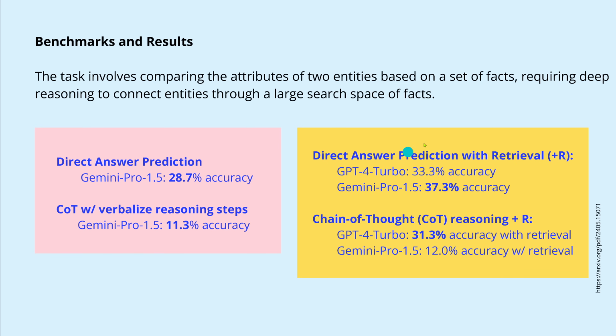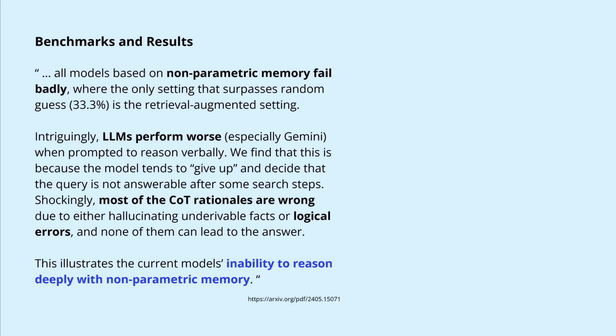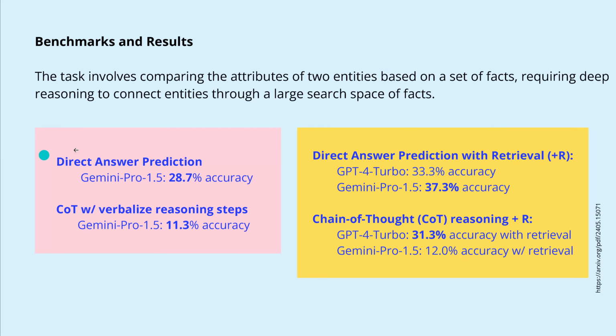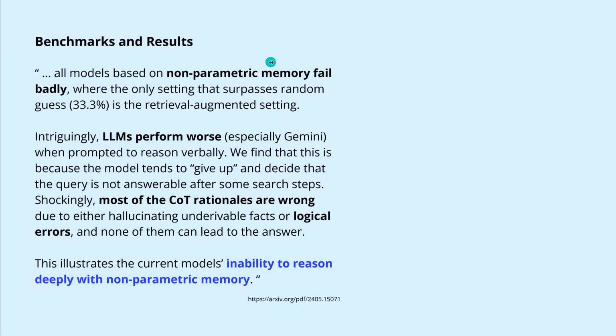Okay, well, the authors did this and they came to a conclusion. And here I have the official unaltered statement by them. They said, hey, all LLMs, all models based on non-parametric memory, RAG, fail badly. The only settings that surpass the random guess at 33.3% are the retrieval augmented settings, around 37.3%, and you say, wow, amazing. And with GPT-4 Turbo, we're exactly on the threshold. So, okay, this is why they say non-parametric memory, so additional retrieved memory, fail badly.